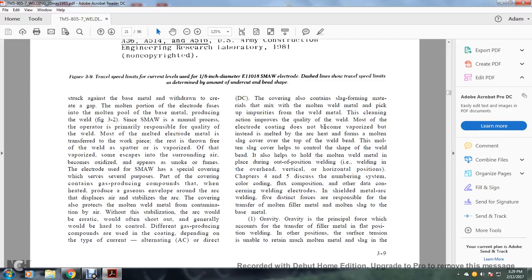Most of the electrode covering does not become vaporized, but instead is melted by the arc heat and forms the molten slag that covers the top of the weld bead. The molten slag covers the heat, helps cover and control the shape of the welding bead, and helps hold molten weld metal in place during out-of-position welding. Welding is overhead, vertical, horizontal position. Chapters 4 and 5 discuss the numbering system, the color-coded flux composition, and other data concerning the welding electrode.